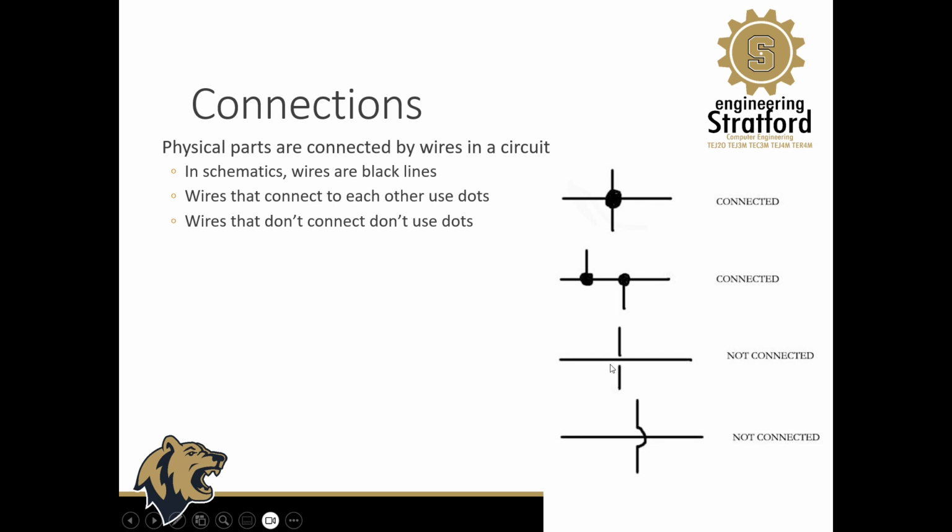Now, I don't love the broken line schematic symbol, because if you've got an old schematic that's been photocopied multiple times, you can't tell if that's actually a not connected wire, or just a poor copy. But connected wires are usually indicated with a dot over them.